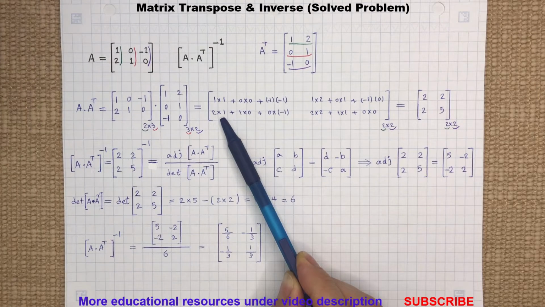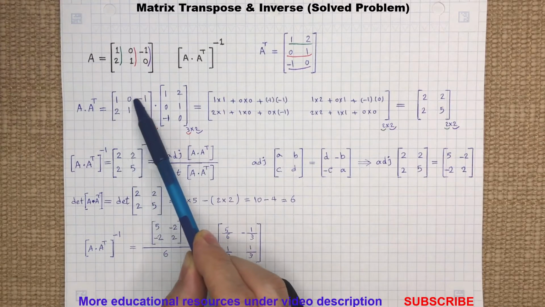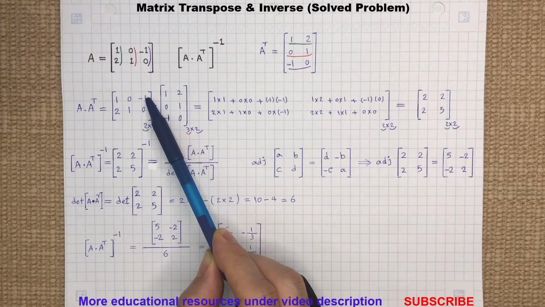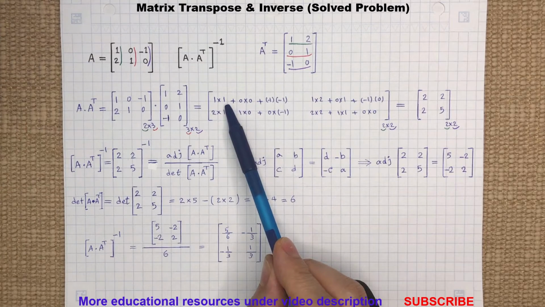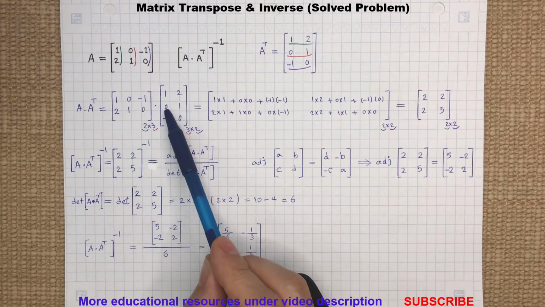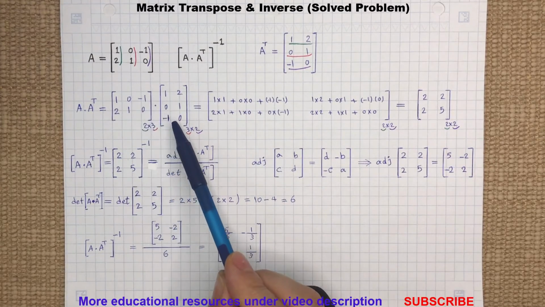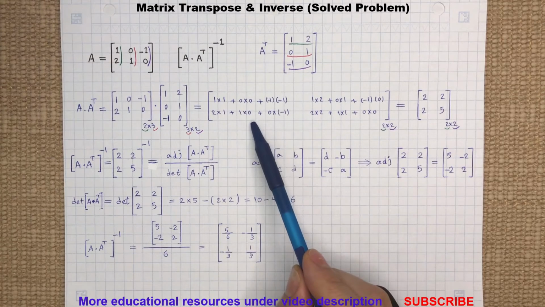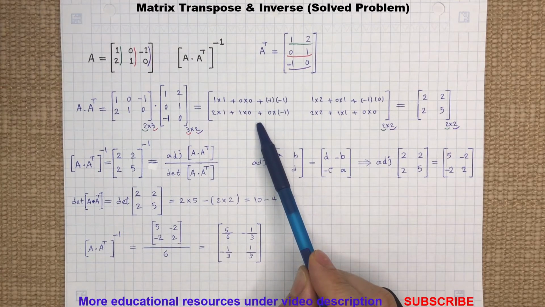For the multiplication, we go across the rows of the first matrix and down the columns of the second matrix. So for the first row, first column, we are going to have 1 times 1 plus 0 times 0 plus minus 1 times minus 1. And we perform the same procedure for the other entries.